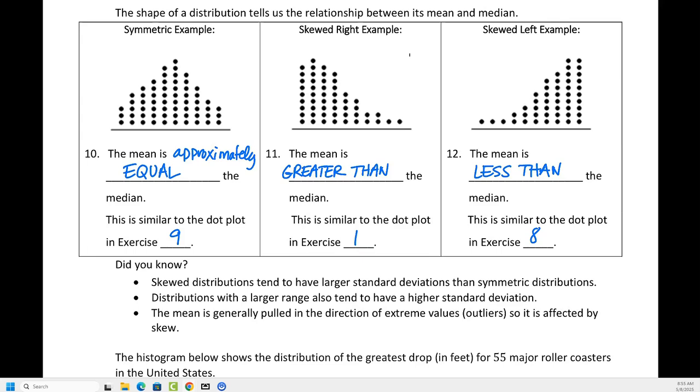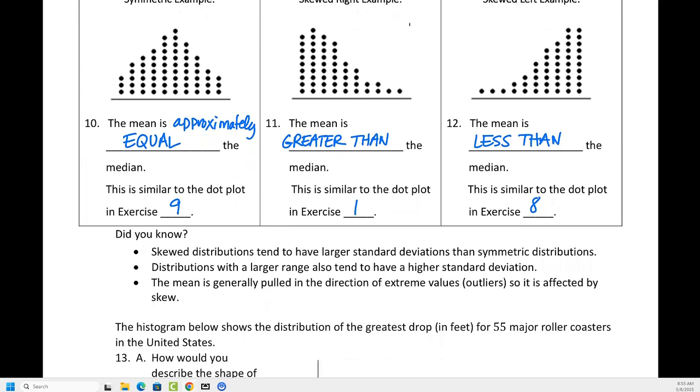Okay, let's wrap this up. Notice here, it says, did you know skewed distributions tend to have larger standard deviations than symmetric distributions? Distributions with larger range also tend to have a higher standard deviation. And the mean is generally pulled in the direction of extreme values or outliers. So it is affected by skew.